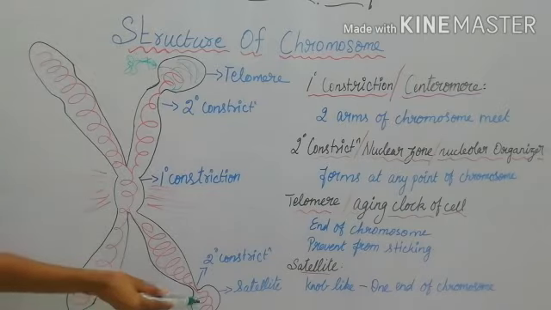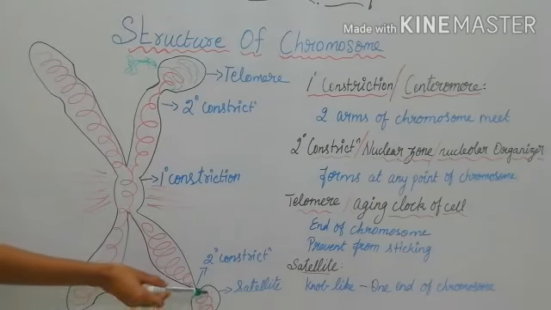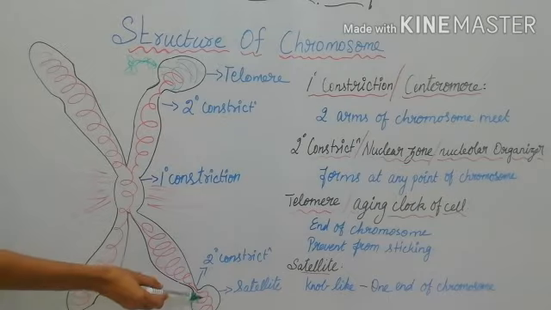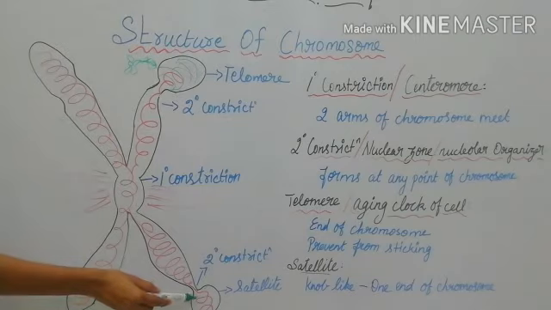And next is the satellite. Not all chromosomes contain the satellite. Some of the chromosomes have an elongated knob-like structure at one end of the chromosome, which is called the satellite. That is, this is the satellite, and the chromosomes which contain the satellite are called SAT chromosomes.